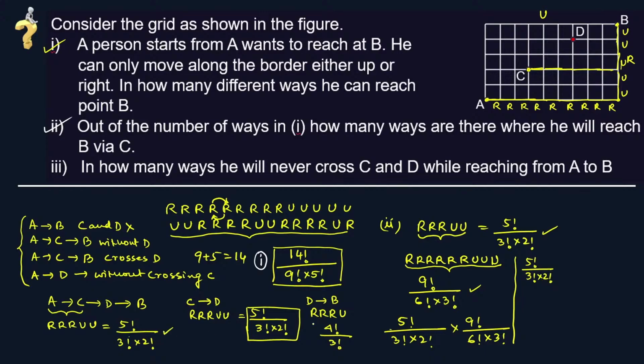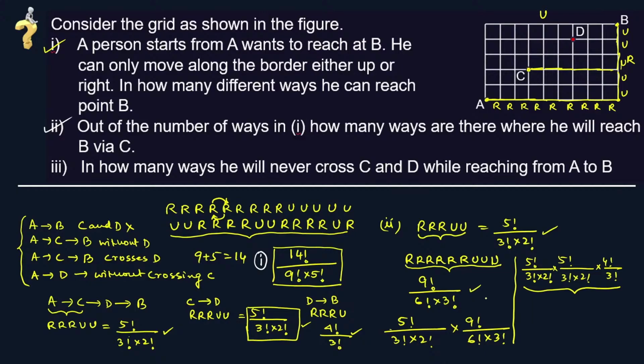This one I have taken. Now you take this one. And then you have to take this one. So this is the total number of ways in which the person is reaching from A to B via C and D.